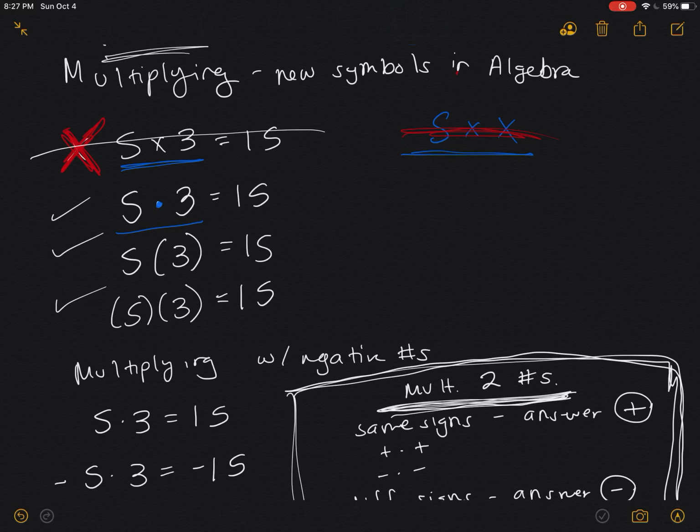You can use a parentheses in one of the numbers. Actually, you can even do it like this, right? So 5 parentheses 3, or parentheses 5 parentheses 3. Those mean the same thing. They mean 5 times 3. Or you can even put both of the numbers that you're multiplying together in parentheses. So these are all correct ways to represent multiplication in algebra. Just do not do it this way anymore, just to avoid confusion.